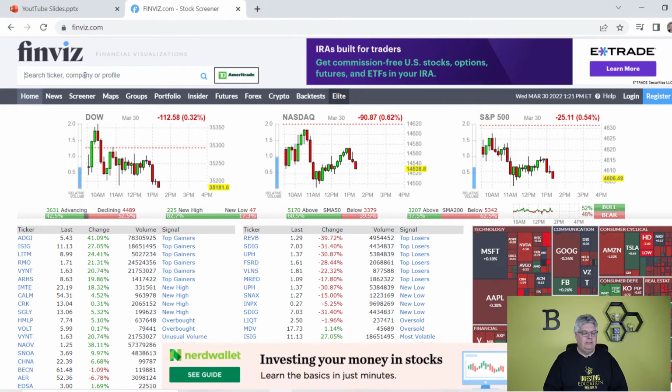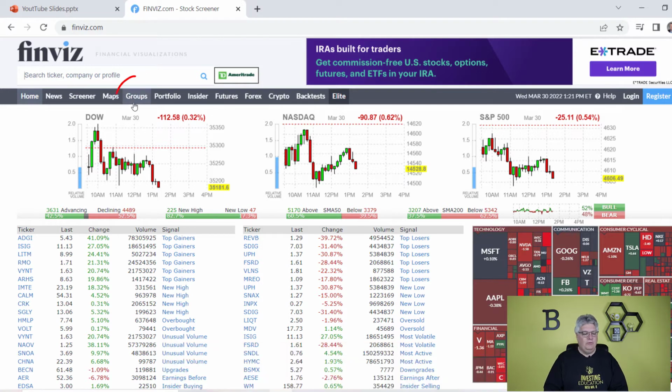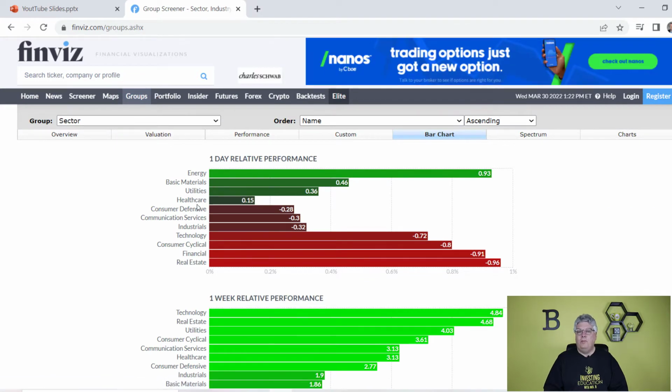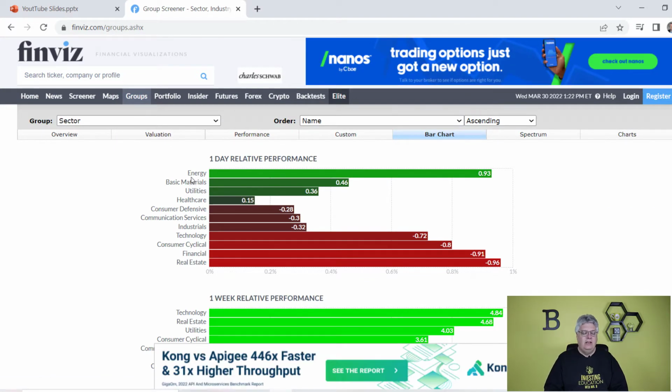Finviz, you can put in stock ticker symbols, lots of good stuff, news, stock screeners, all sorts of good stuff. But to compare industries and sectors, we want to go right here where it says groups, right? So we're going to click on groups, and then it's going to pull up the performance of these different sectors. This is a one-day performance, right? So when this was recorded, energy was having a great day and real estate was having a bad day. But that's just one day.